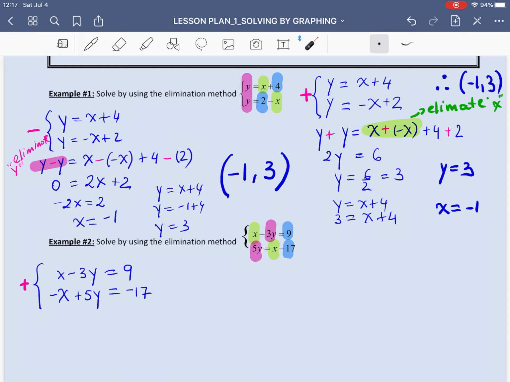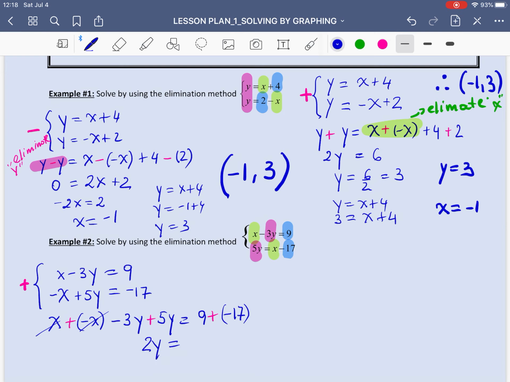So let's get started. We have x in the first equation plus negative x. And then we have minus 3y, and then plus 5y equals 9 plus negative 17. x plus negative x, as promised, that's a 0. Negative 3y plus 5y is 2y. And 9 minus 17 is negative 8.